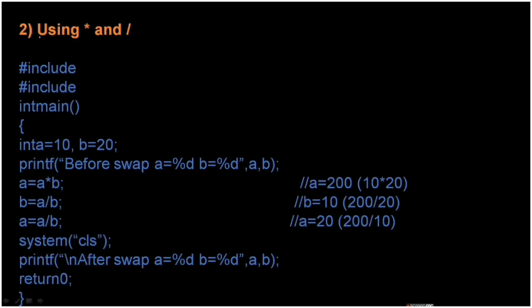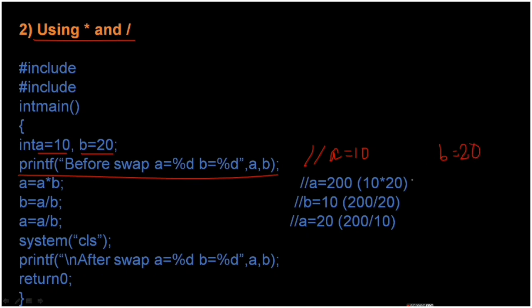The second method is by using the star and division operators. Okay. Sorry, I forgot to write the include here. So int main, open brace and close brace. So int A is equal to 10 and B equal to 20. Here also we have taken two variables of the integer data type with the values 10 and 20. Before the swap, here also we print the A and B values. So here also A value and B value are printed as they are: A is equal to 10 and B is equal to 20.